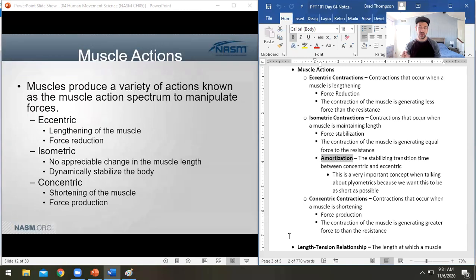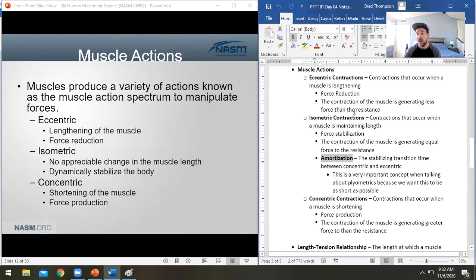Well, in your muscles, amortization is the transfer between eccentric to concentric. So let's take a look right here, right? If I were doing a body weight squat, and I were going down and then I were coming back up. The little tiny transfer, I'm down, down, down, down, down, up, up, up, up, up, right? That transfer between one to the other, that's called amortization. It's the stabilizing transition that takes place when you're switching from eccentric to concentric.